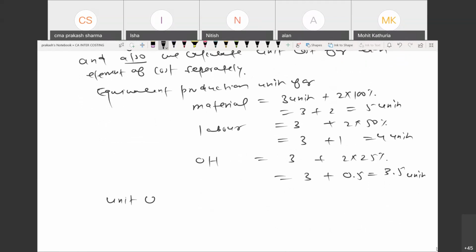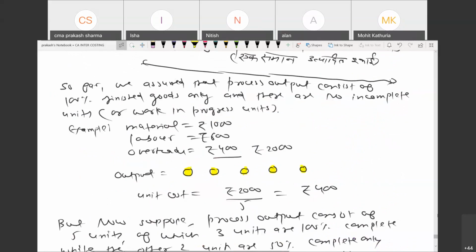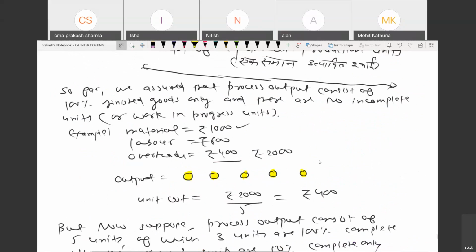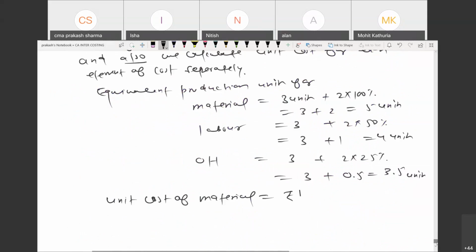Now from here we will calculate the unit cost of material. So what was the cost of material in my question? I guess it was rupees 1000. Let me check again. I guess yes, it was 1000 for material, 600 for labor and 400 for overhead, right sir? So let us get back to that part. So 1000 is amount of material. Equivalent unit of material is 5 units. So 1000 by 5, it becomes rupees 200.